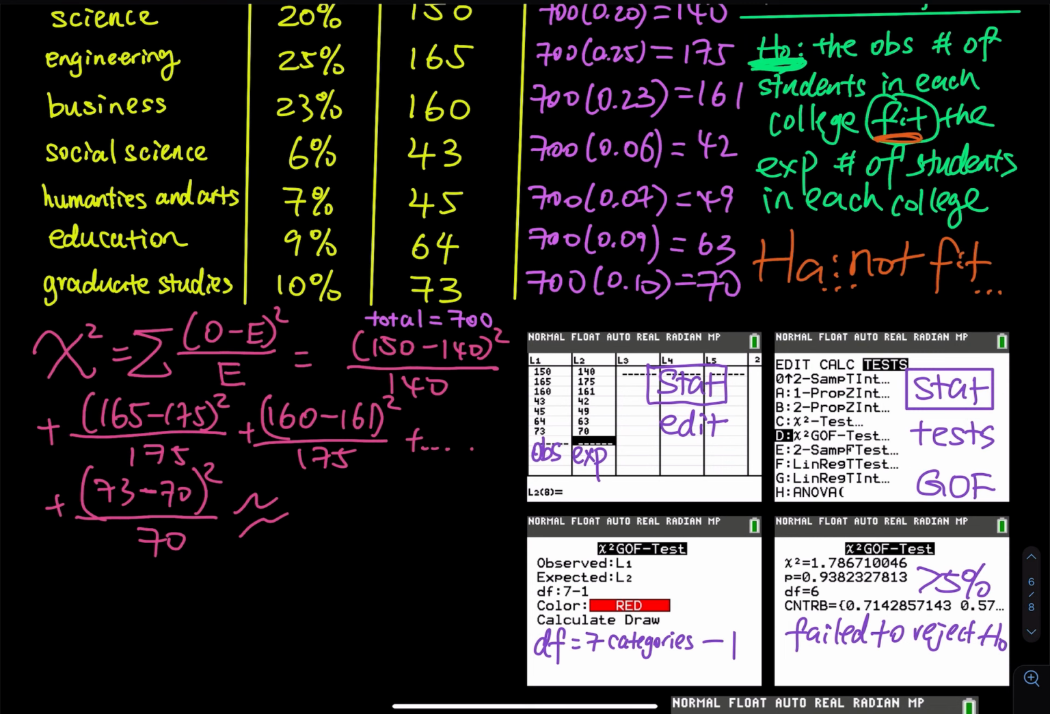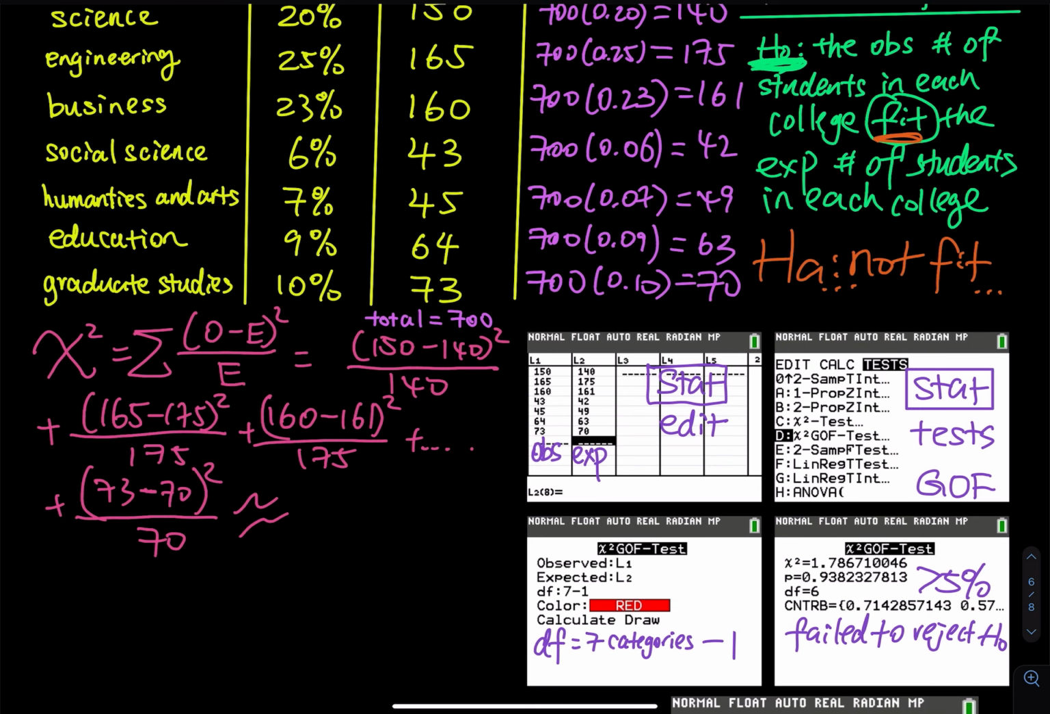We have 7 colleges, so the degrees of freedom is 7 minus 1. This is extremely important because the curve of chi-square is affected by the degrees of freedom. If you watch the very first video, the one regarding the concept of chi-square, the shape of the chi-square curve is determined by the degrees of freedom. So if you change the degrees of freedom, that affects the shape, which affects the p-value.